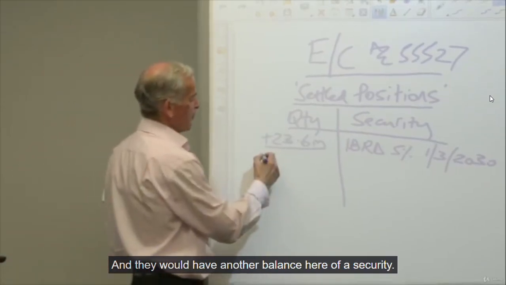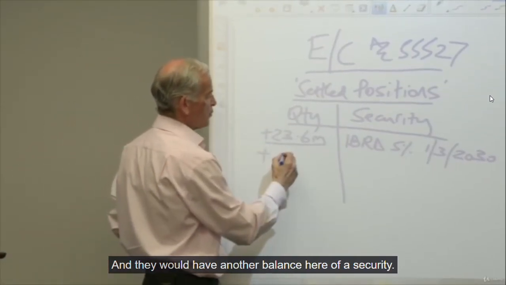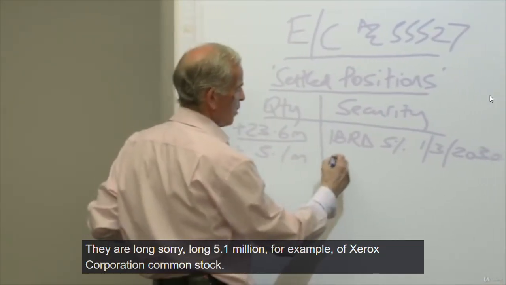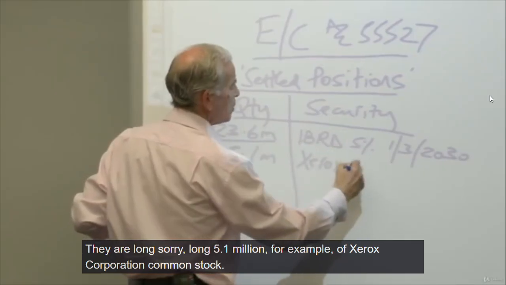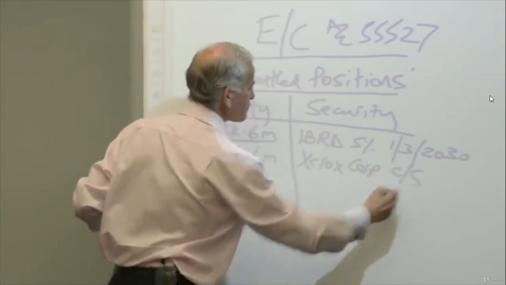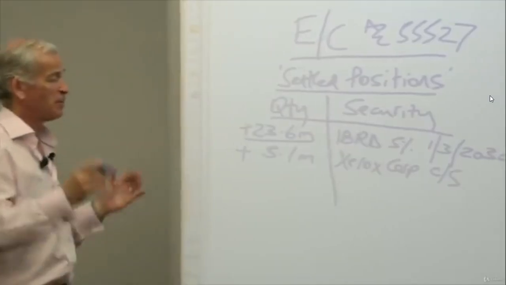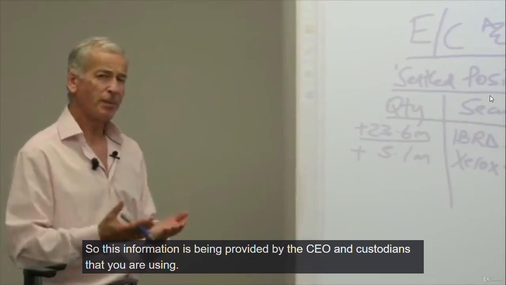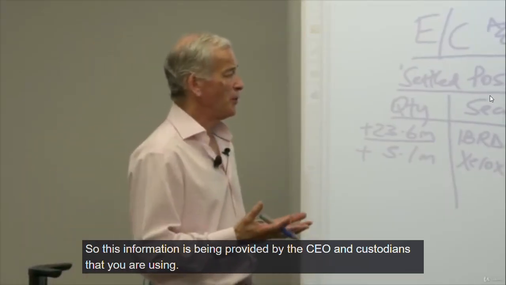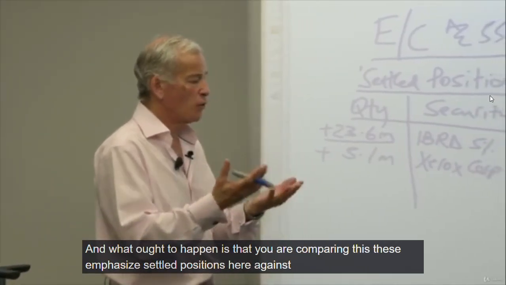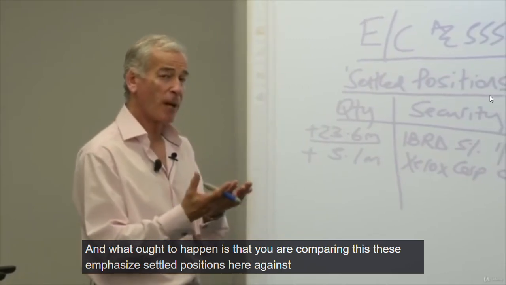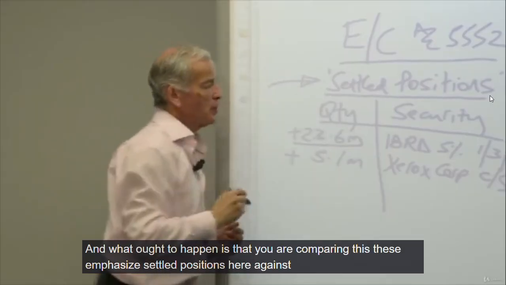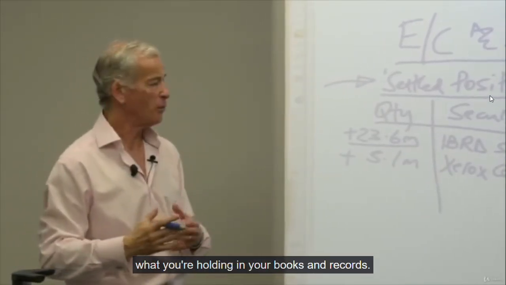And they would have another balance here of a security. They are long 5.1 million, for example, of Xerox Corporation common stock. This is equity, that's a bond, same concept. So this information is being provided by the CSDs and custodians that you are using, and what ought to happen is that you are comparing this. These are, I would emphasise, settled positions here against what you're holding in your books and records.